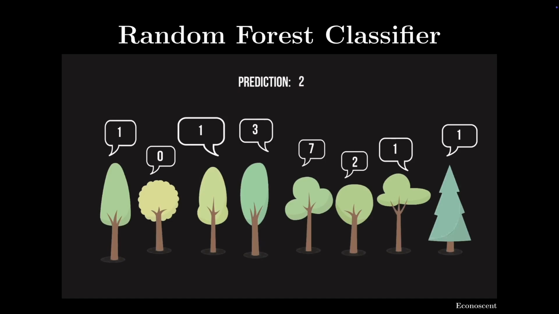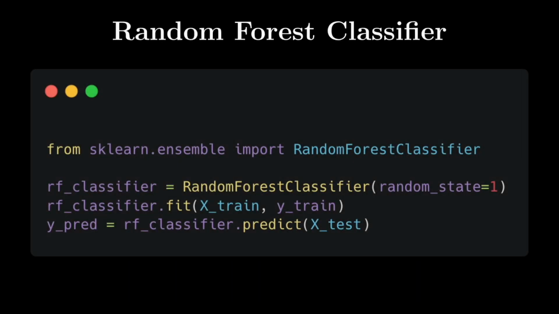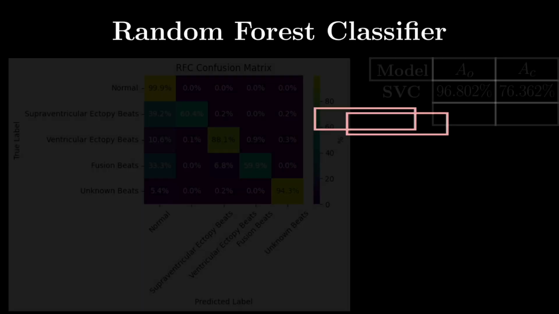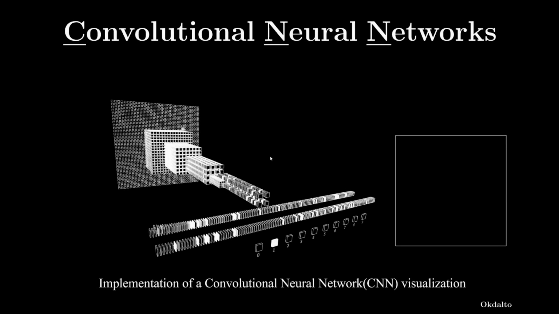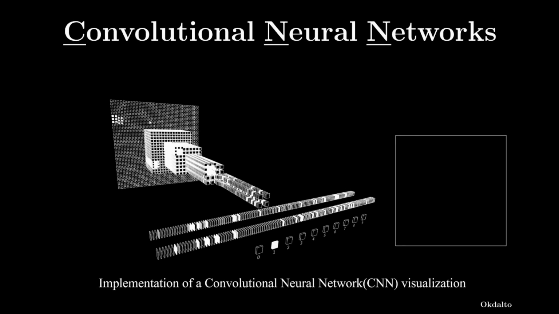scikit-learn implements all of this in the random forest classifier module, which we simply call to train on our dataset. We find that random forest improves the overall and per-class accuracy to 97.433% and 80.539% respectively. Looking at the confusion matrix, we can see that these gains come from improvements in all classes. One way to further increase predictive accuracy is using deep learning, specifically a convolutional neural network, or CNN.